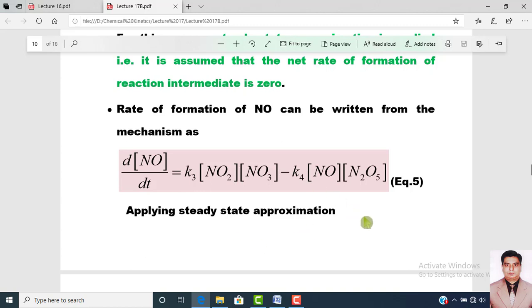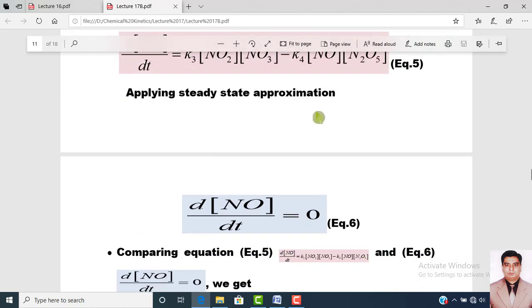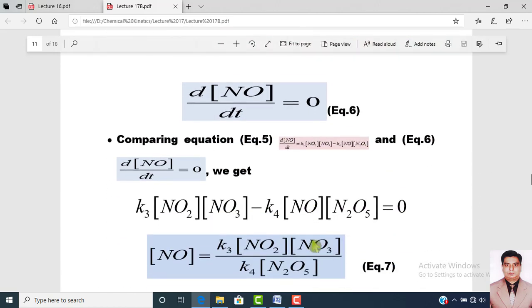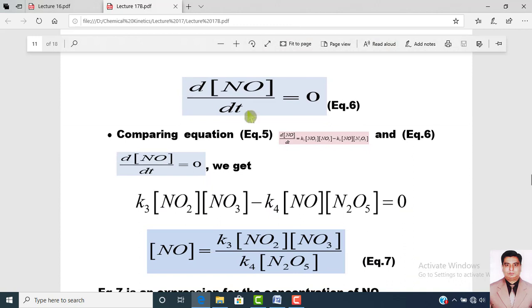So this nitric oxide is being produced and being consumed, so we have to apply the steady state approximation. By applying it, we can write that dNO over dt is equal to 0, because in the third step it is produced and in the fourth step it is consumed. Dear students, it is equation number 6. So here we will compare equation number 6 with equation number 5.